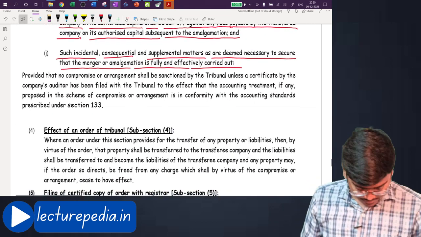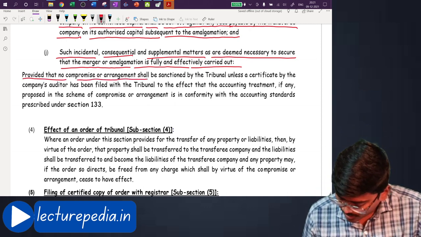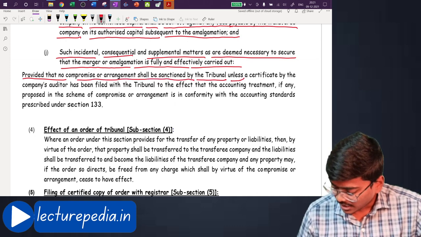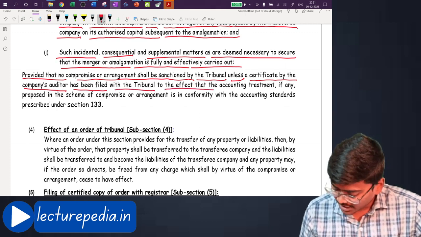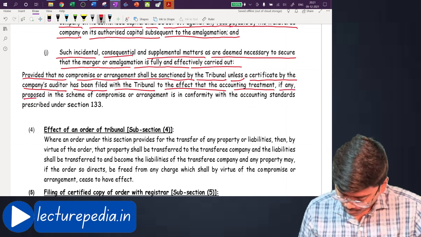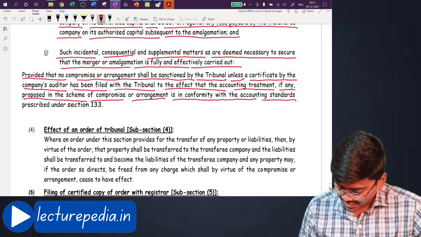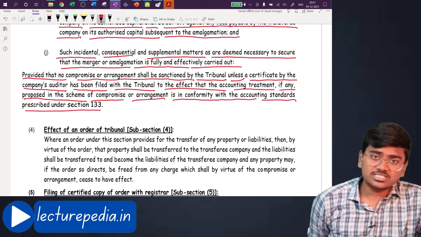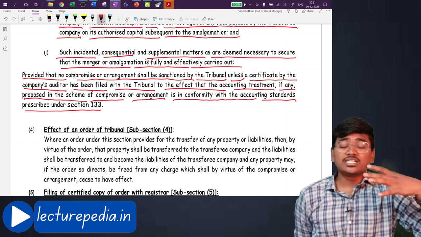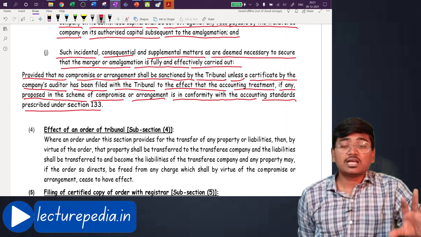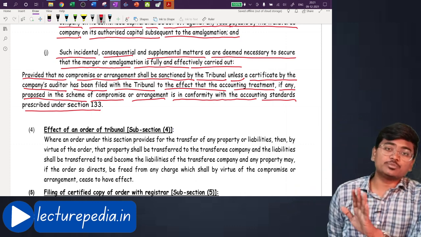See, this point we have already discussed in section 230. What it says is that provided that no compromise or arrangement shall be sanctioned by the tribunal unless a certificate by the company's auditor has been filed with the tribunal to the effect that accounting treatment, if any, proposed in the scheme of compromise or arrangement is in conformity with the accounting standards prescribed under section 133. Basically what it says is that the auditor has to give a certificate to the tribunal stating that the accounting treatment for this amalgamation will be done as per the standards prescribed under section 133. This kind of certificate has to be provided by the auditor.